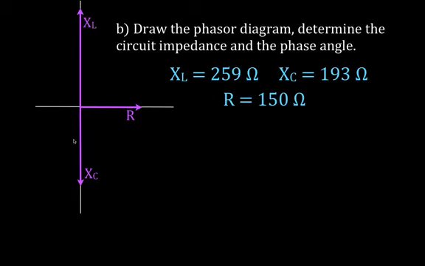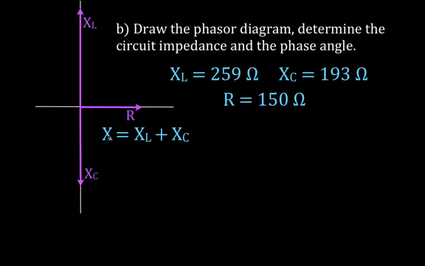Now we have three things. We're going to sum them up vectorially. You'll notice we have two vectors on the y-axis and one on the x. So in order to sum these two up, we're going to take the difference of these two. We're going to add them up, basically, the capacitive reactance being negative, the inductive reactance being positive.